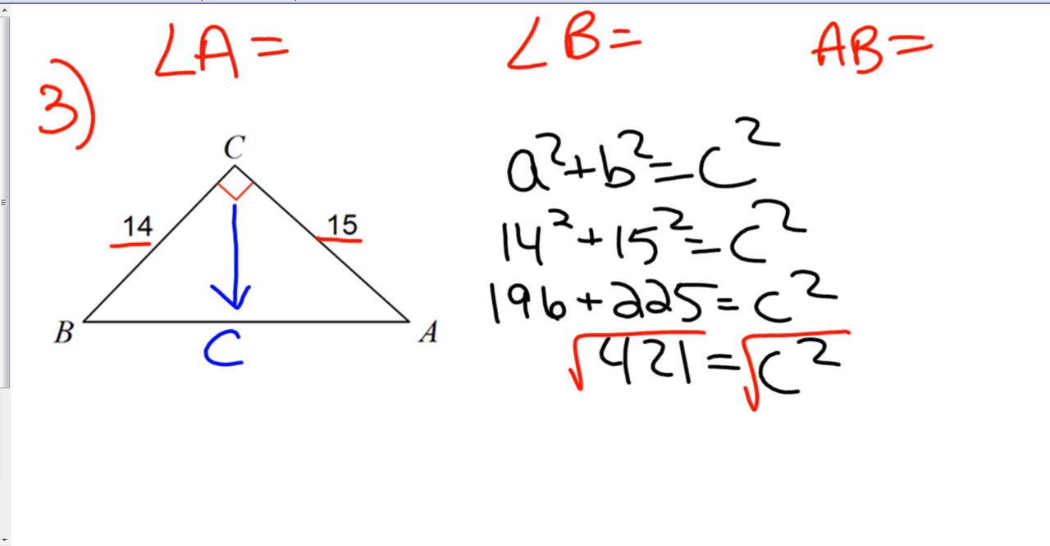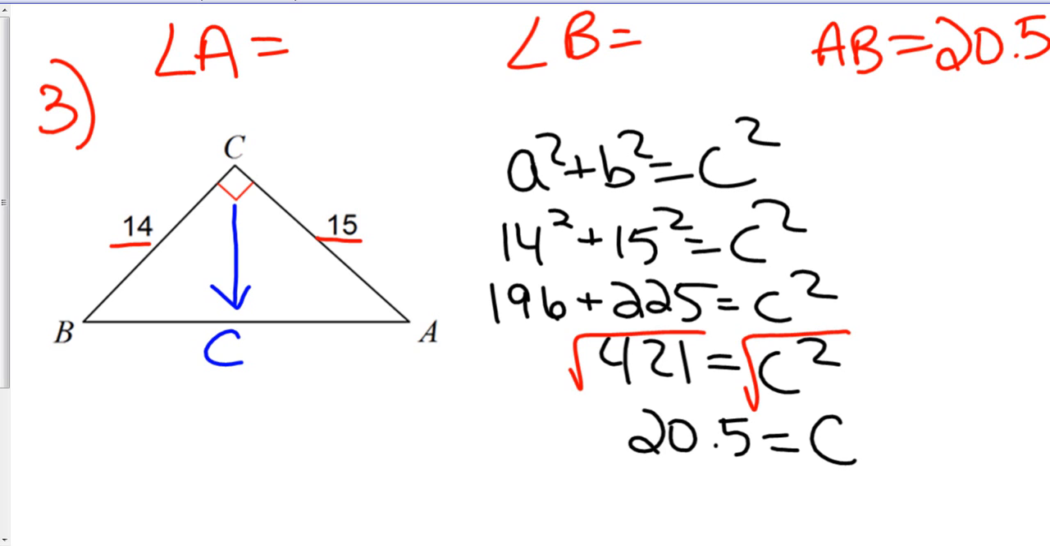Take the square root of both sides, no problems there, and this is where we're going to round to the nearest tenth. So 20.5 equals c. So the side length AB is 20.5. So one side length down. We've got two angles that we have to find, and it does not matter which angle we find first.